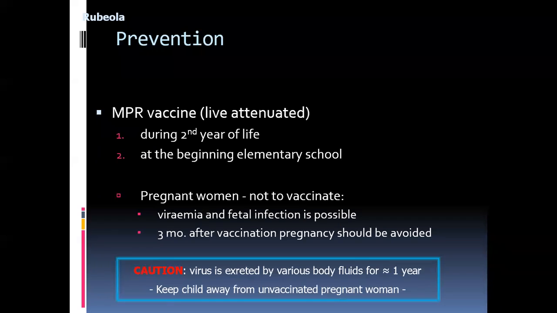How can we prevent the infection? First of all, we can give the MMR vaccine. It is a live attenuated vaccine, and it can be given during the second year of life, and also at the beginning of the elementary school age group.